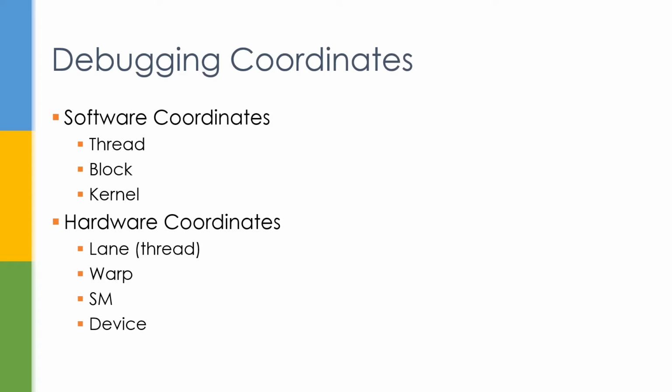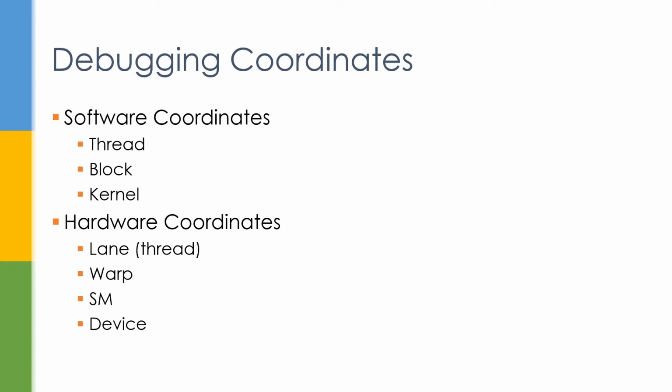A few terms that you should know before we dive into Nsight are software coordinates and hardware coordinates. Thread blocks and kernels, you know of already, we've gone through this in class. On the hardware coordinates, when you're debugging code, you're going to see these be used a lot more, where a lane is where a thread is executed. So you're always going to have a one-to-one match between lane and thread. A warp is a set of 32 threads that execute together, and many warps make up a block.